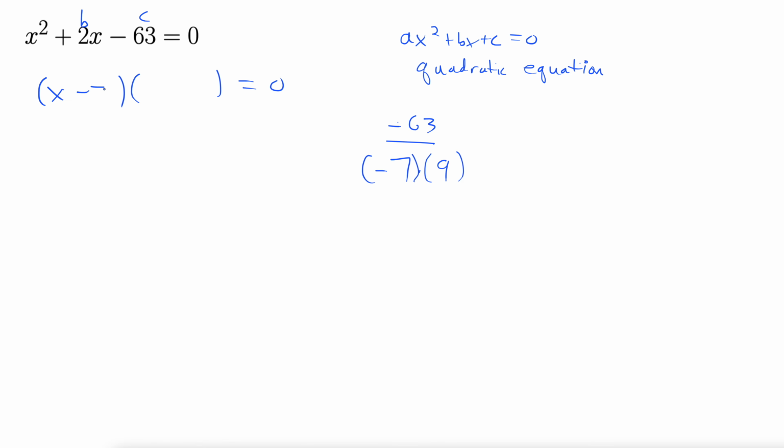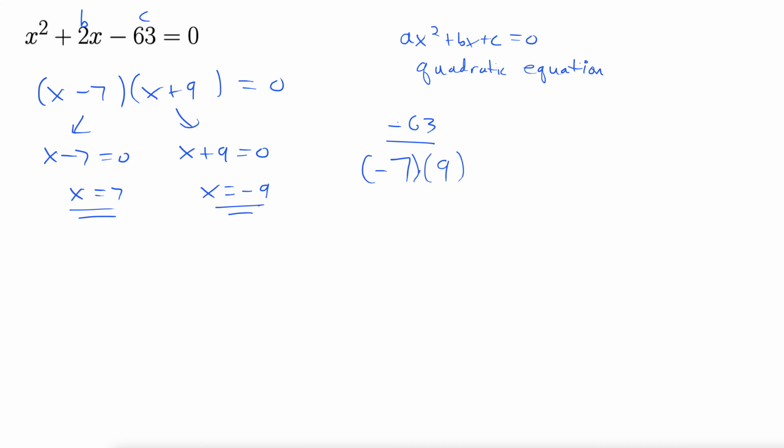So we have x minus 7, x plus 9 equals 0. Now we hit it with the zero factor property, which tells us to set both of these equal to 0. x minus 7 equals 0, x plus 9 equals 0, which we can then solve. x equals 7, x equals negative 9. All right, so two answers to that one.